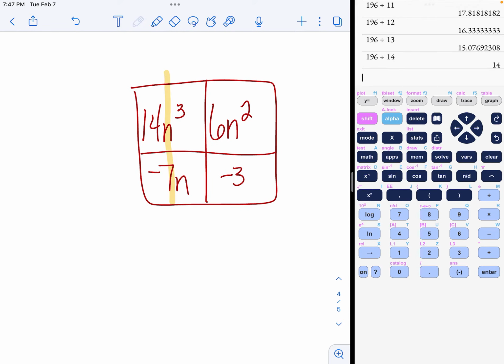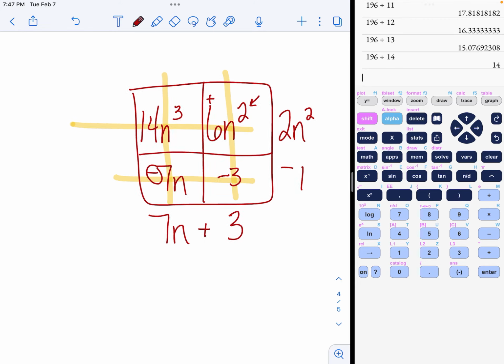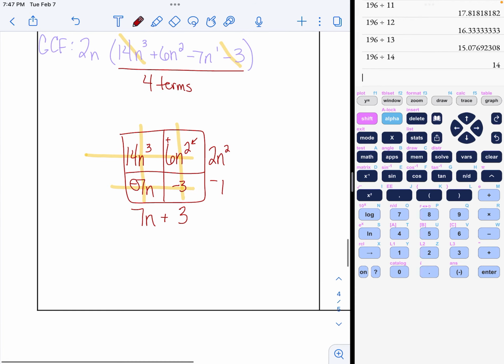What goes into 14 and 7? A 7 and they both have an n. What goes into 6 and 3? A 3. They do not both have an n. The 6 was positive. What goes into 14 and 6? A 2. Not only do they both have an n, but I can actually pull an n squared out because that was my smallest. What goes into 7 and 3? A 1. They don't both have an n, and the 7 was negative, so I have to pull over a negative. My final factored form is my GCF, my 7n plus 3, and my 2n squared take away 1.